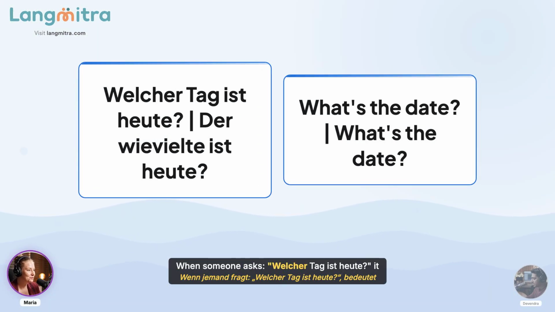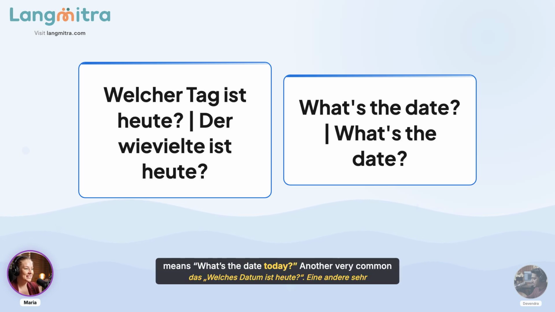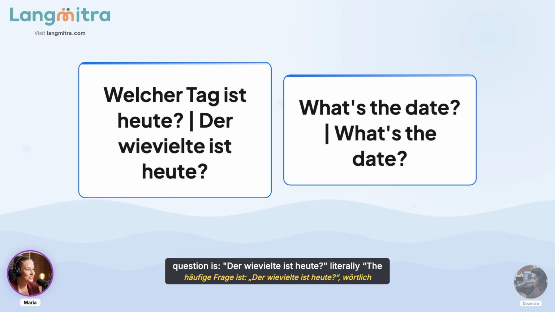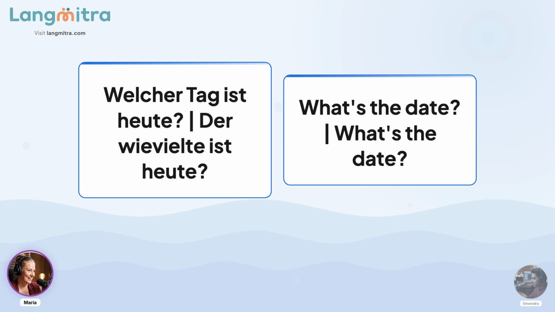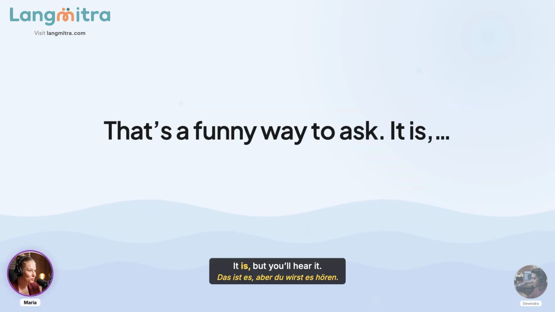When someone asks, welcher Tag ist heute, it means, what's the date today? Another very common question is, der wievielte ist heute? Literally, the how manyth is today, meaning, what's today's date? That's a funny way to ask. It is, but you'll hear it.